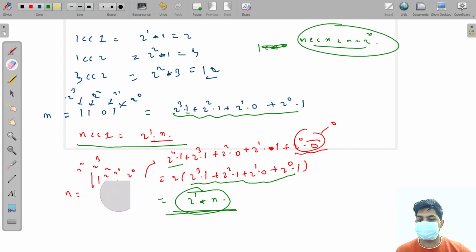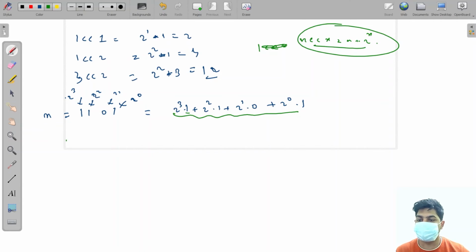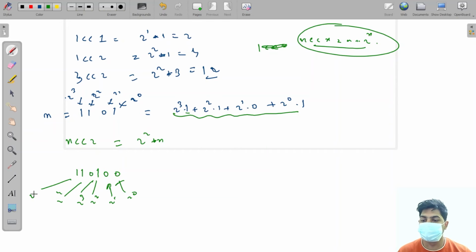Now let's try this: what if we perform a left shift by 2 bits? If we perform left shift by 2 positions, it will be equal to 2 raised to power 2 into n. What will happen? 2 zero bits will be added from the back and 2 bits from the front will be discarded. So this number will become 110100. Now if we write it, 2 raised to power 0, 2 raised to power 1, 2 raised to power 2, 2 raised to power 3, 2 raised to power 4, 2 raised to power 5.